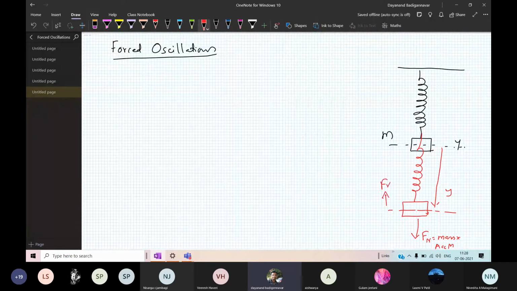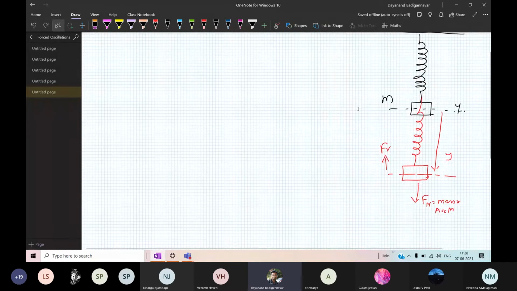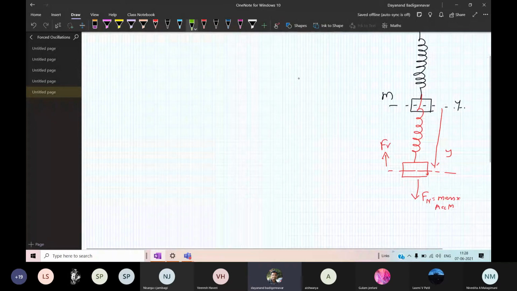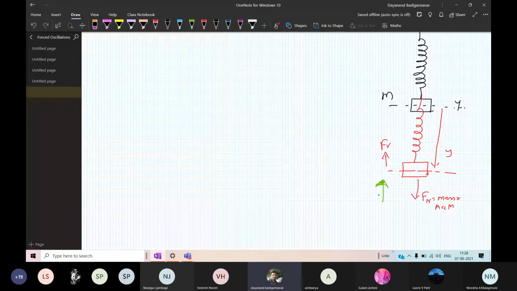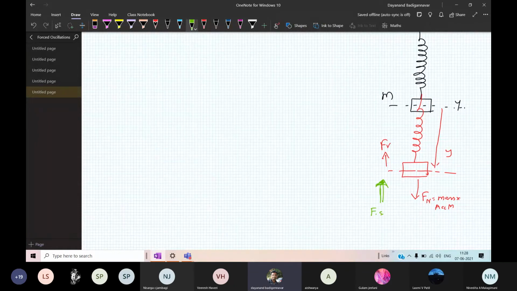Now I have to draw the applied force. The direction of the applied force is in this way. This is the applied force. So the applied force is F into sine Pt. Applied periodic force, that is very important, periodic force.